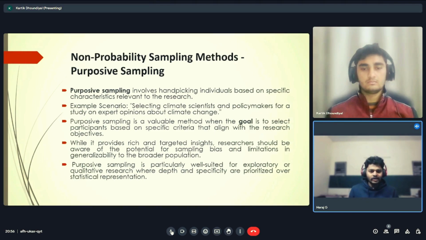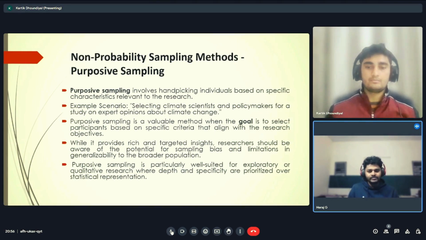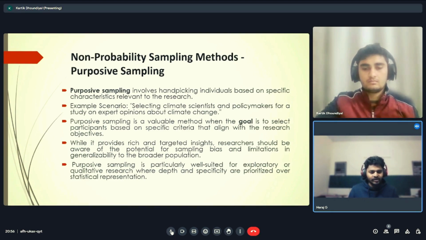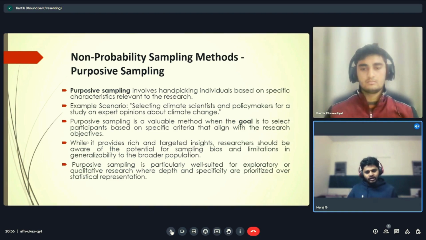Purposive sampling is a valuable method when the goal is to select participants based on specific criteria that align with the research objectives. While it provides rich and targeted insights, researchers should be aware of the potential for sampling bias and the limitations in generalizability to the broader population, which is the same as convenience sampling. Purposive sampling is particularly well suited for exploratory or qualitative research where depth and specificity are prioritized over statistical representation.